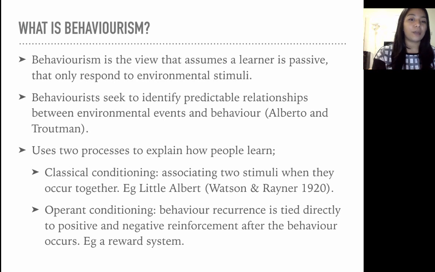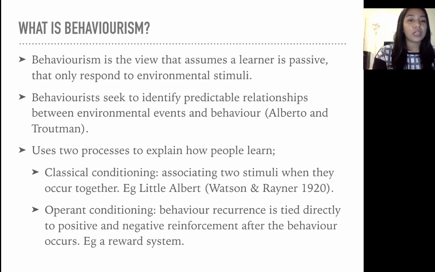In classical conditioning, people learn to associate two stimuli when they occur together, such that a response originally elicited by one stimulus is transferred to another. A classic example of this would be Watson and Rayner in 1920, who conditioned a young boy, little Albert, to respond with anxiety to the stimulus of a white rat.